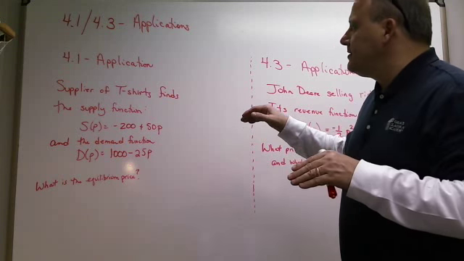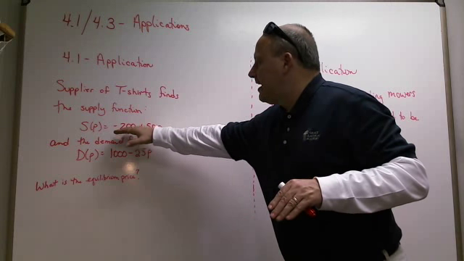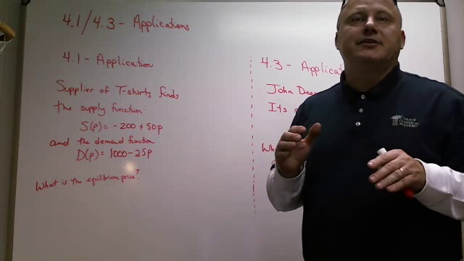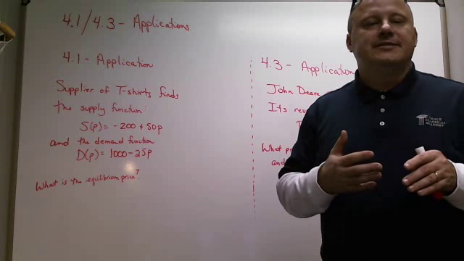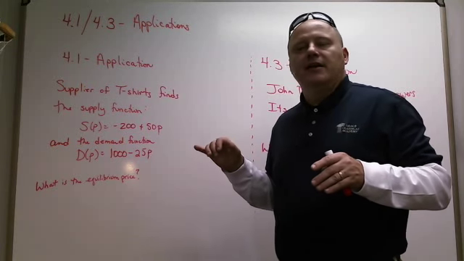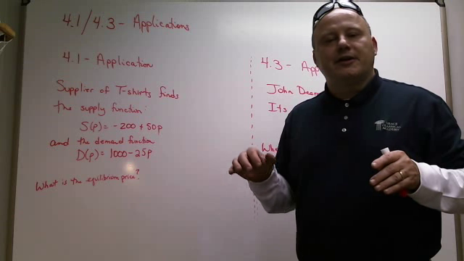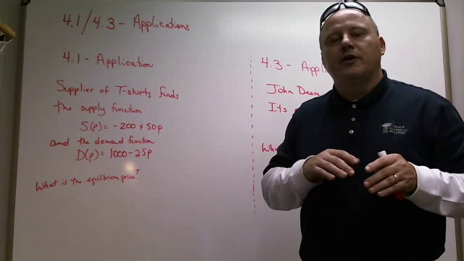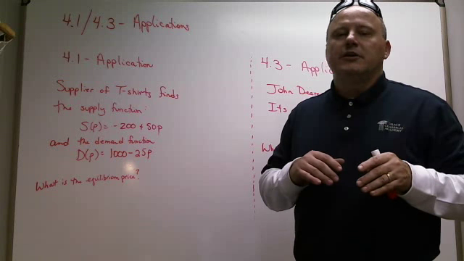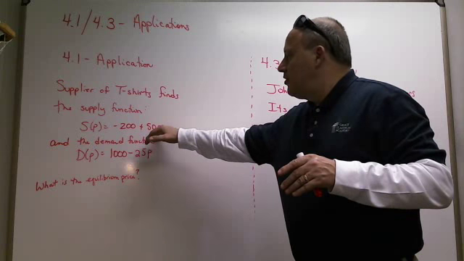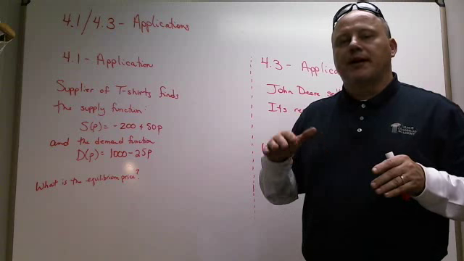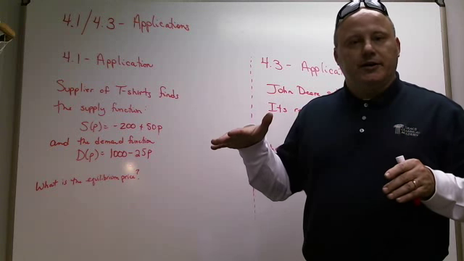Okay, so this supplier has their supply function as negative 200 plus 50p. Let's say you set the shirt price at $6. 6 times 50 is 300, and then 300 minus 200 is 100. So you'll have a supply of 100 t-shirts if you set the shirt at $6. If you set it at $10, then 50 times 10 is 500, and 500 minus 200 is 300. So your supply goes up because your price went up.